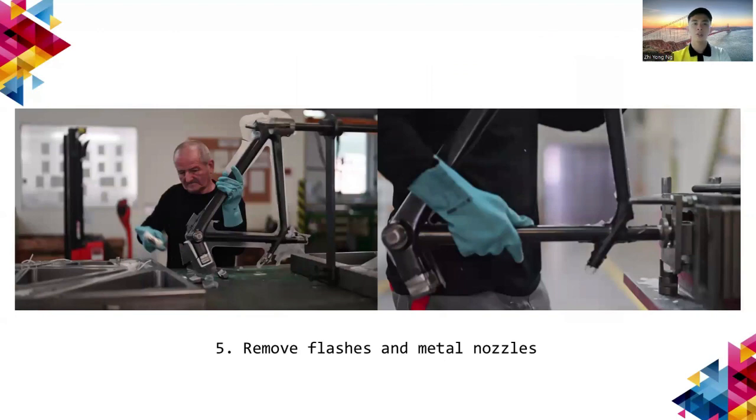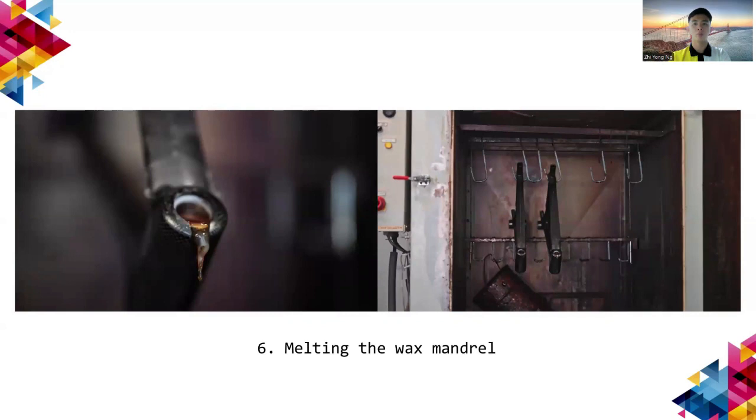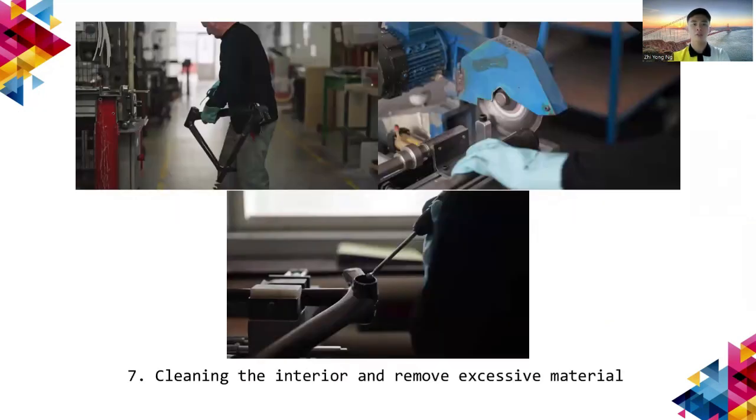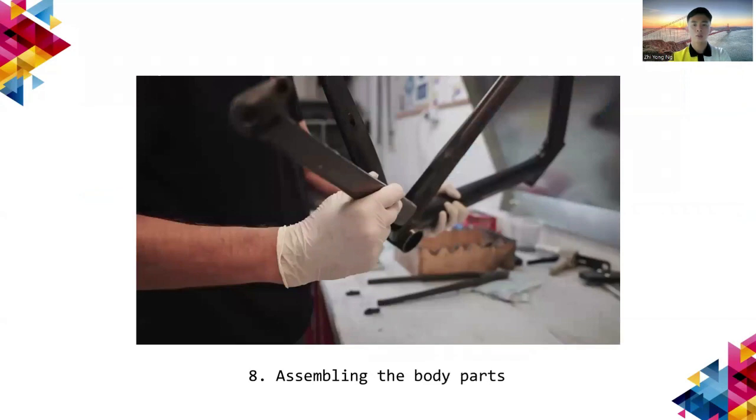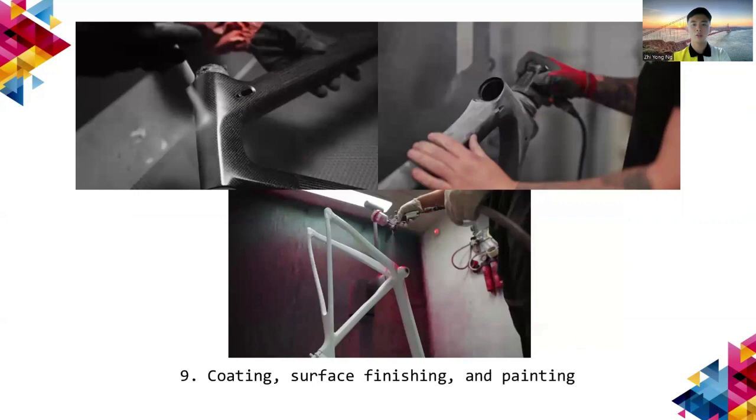After the resin has been injected, the body frame is taken out from the mold to remove the resin flashes, and then the metal nozzle, which is attached to the wax mandrel, is also removed, so that the body frame can be put into the oven for the wax to melt, to remove the wax from the entire structure. After that process, the body frame will be taken for cleaning its interior and removing excess material. Then the technician will assemble other body parts to the frame, and the bicycle frame will be taken for coating, surface finishing, and plating process.